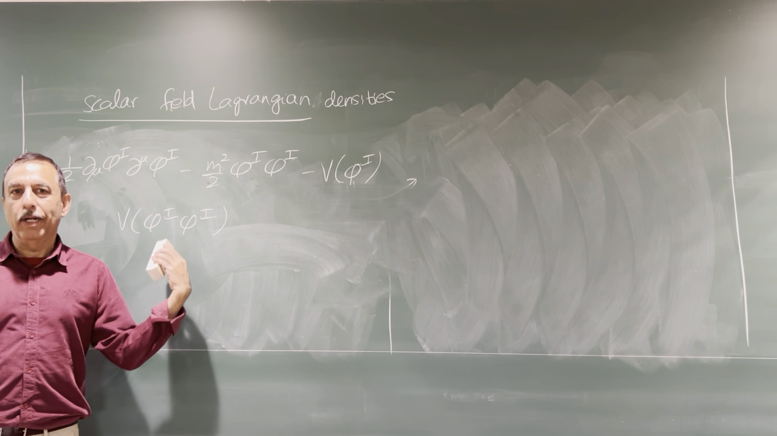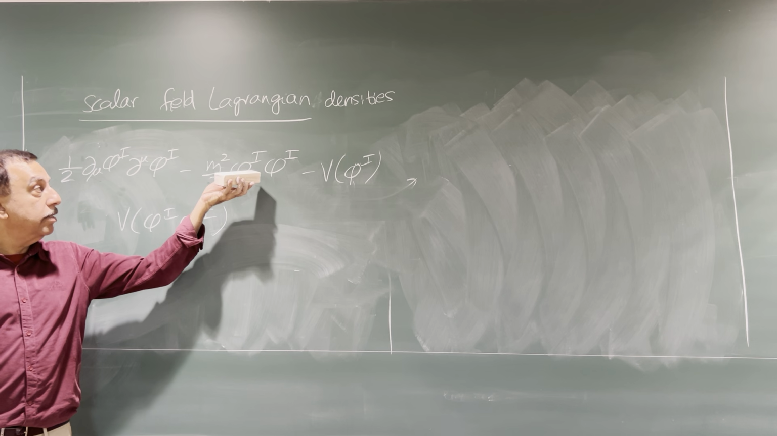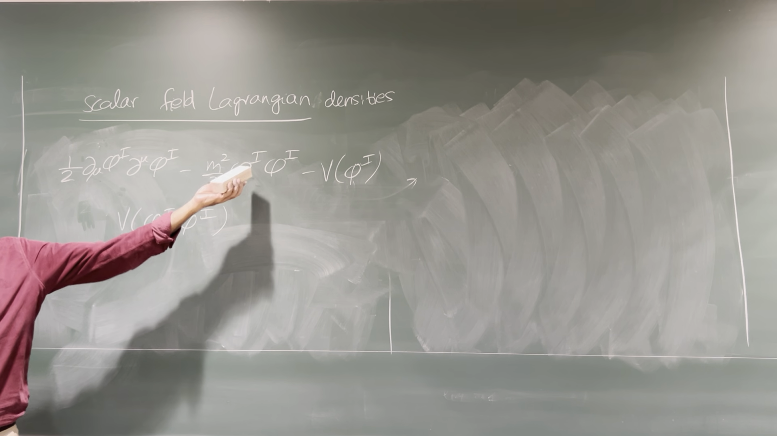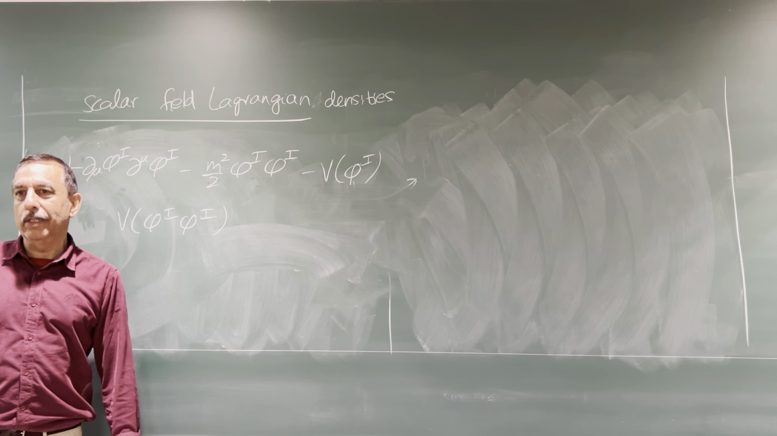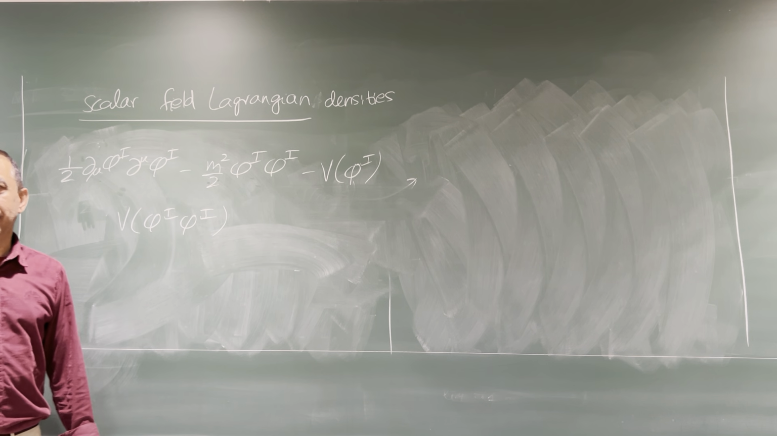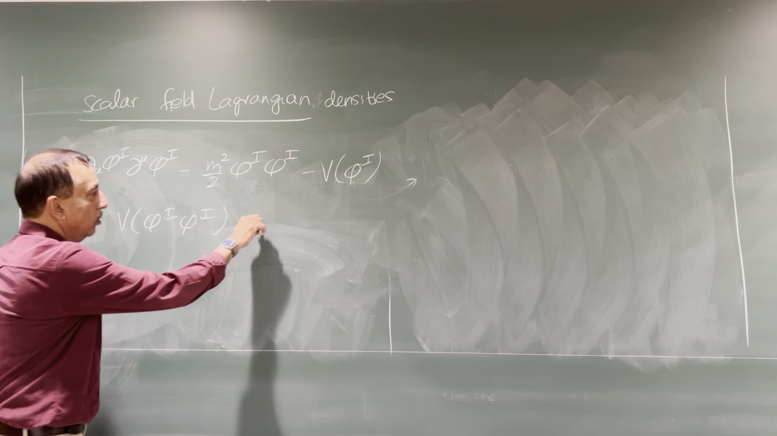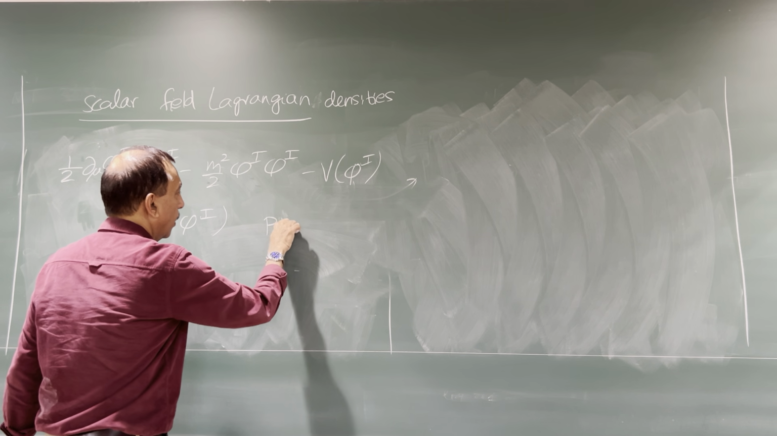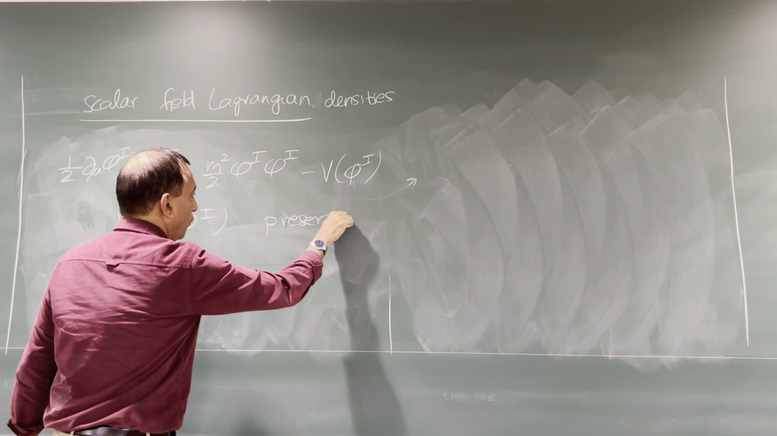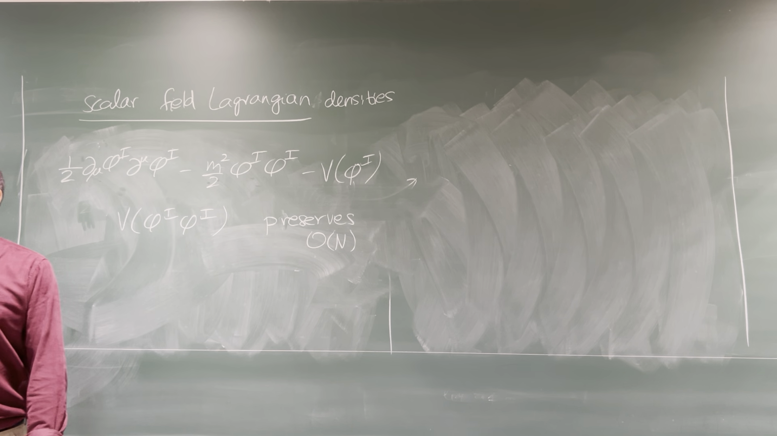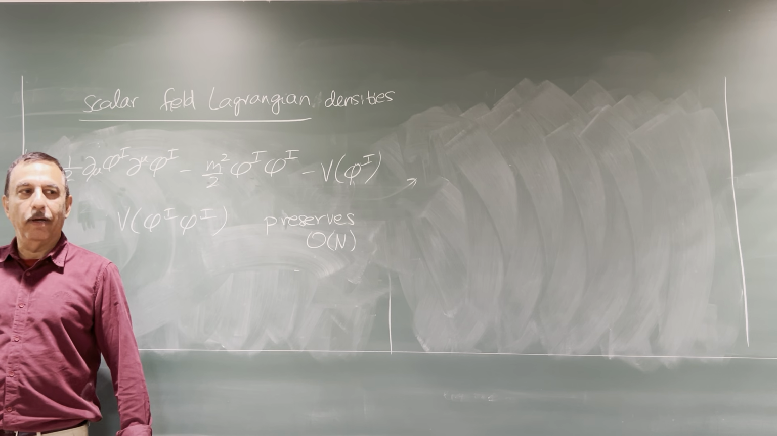In fact, the example I gave you before was just this with n equals 2. A single complex scalar field is the same as the vector model with only two components, which are the real and imaginary parts of that field. It's an exercise. So this is allowed, of course. This preserves O(N). But now we are led to ask the question, what else could preserve O(N) symmetry?